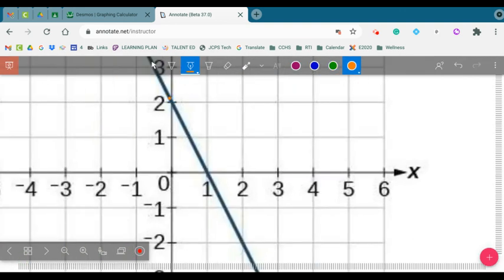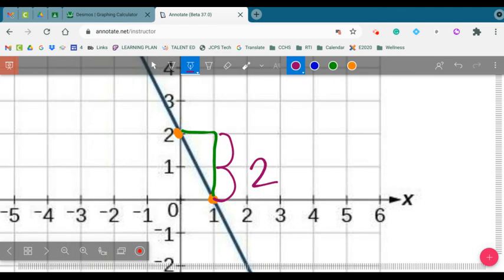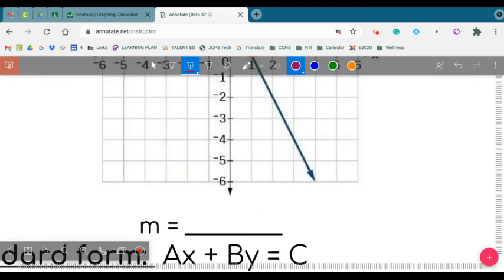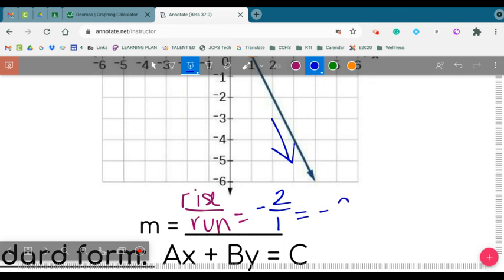Next one, you have to find 2 points. So we have our, this is a point and this is a point. Then we create our triangle. We rise 1, 2. We run 1. So if you guys remember, your slope is rise over run. This slope is going down, so it's negative 2 over 1, which equals negative 2.